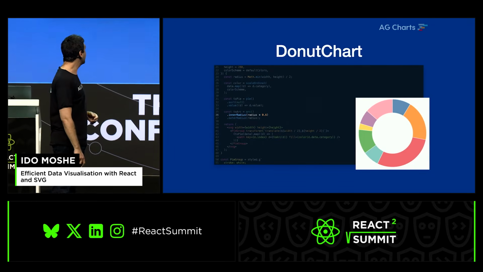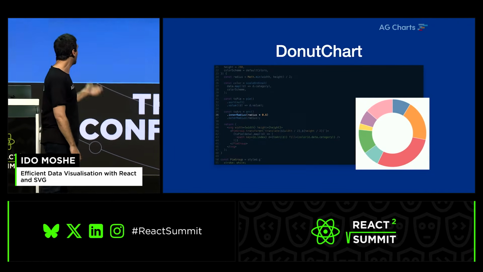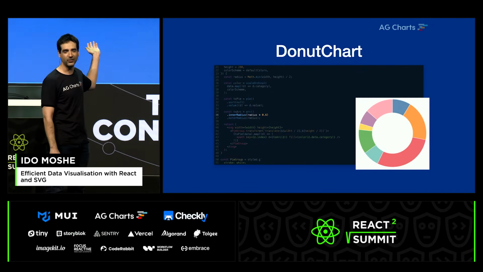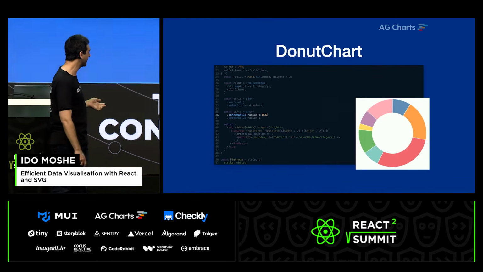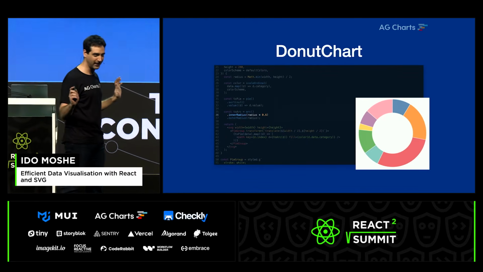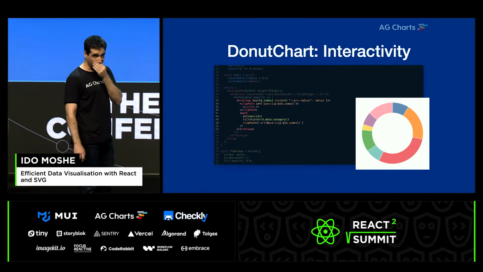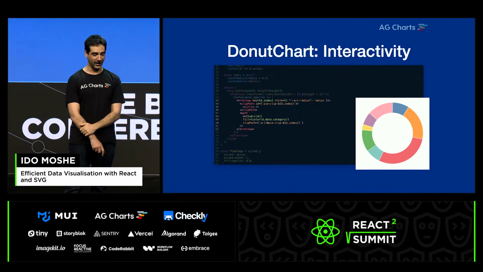If we want to take this example and turn it into a donut chart, all we have to do is basically change the inner radius of our arc function. It will do everything for us. Nothing more than that. Now let's look at another type of interactivity that we can add.